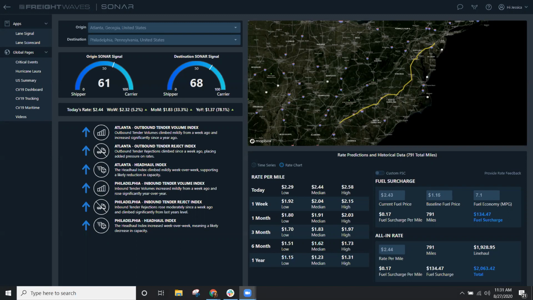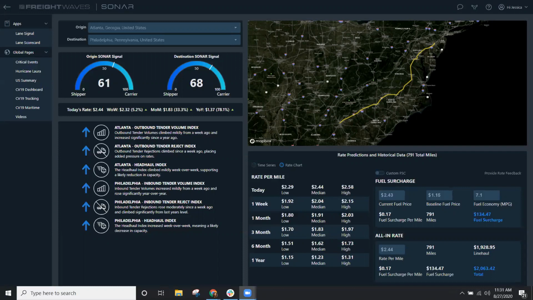When you first log in, this is the page that Sonar will take you to. It is our Lane Signal app. This app allows you to quickly type in an OD pair and pull up all of the necessary information that you need to give you the correct insights into what is happening on that lane or market.